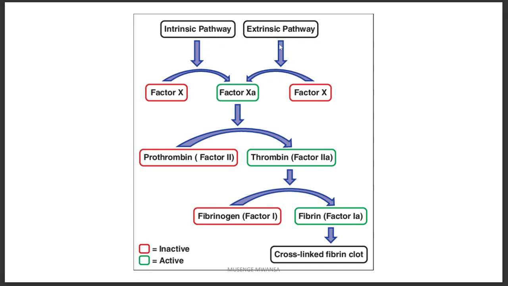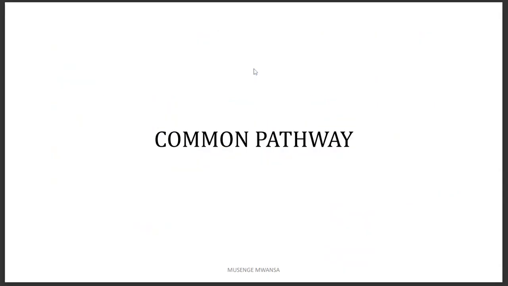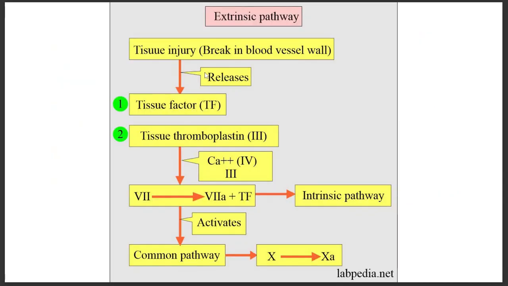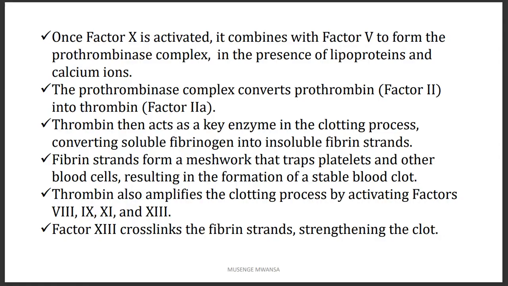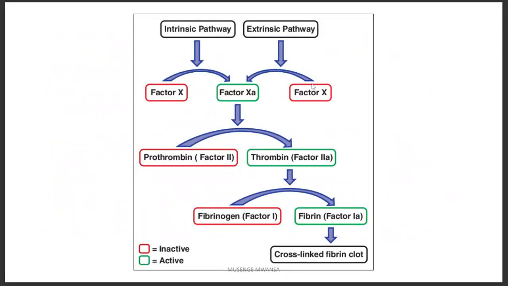On the extrinsic pathway, we have activated factor 10 into factor 10A. So basically this is what is happening for both pathways. When we release factor 3, it converts factor 7 into 7A. That 7A is now going to activate 10 into 10A, just like 8A also activated 10 into 10A. Now here it is 7A which is activating 10 into 10A. Now we already have 10A which has been formed.